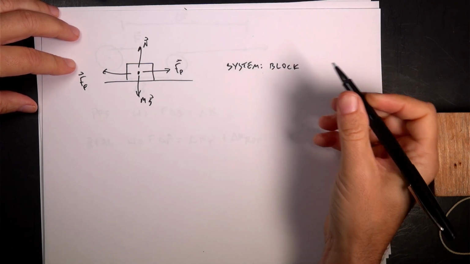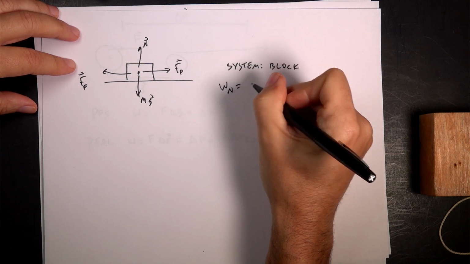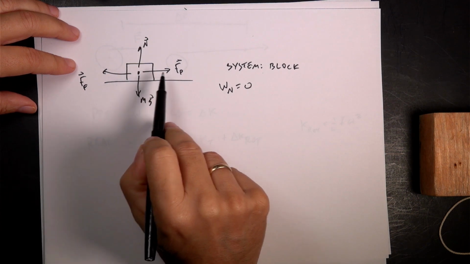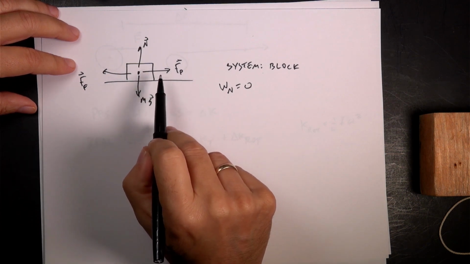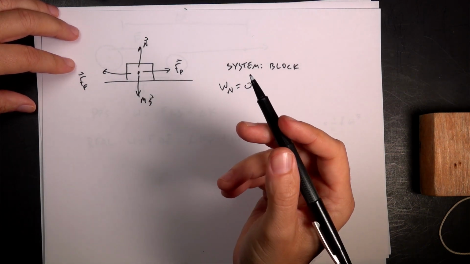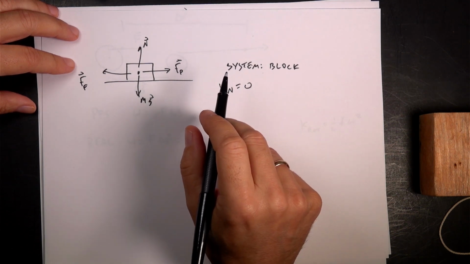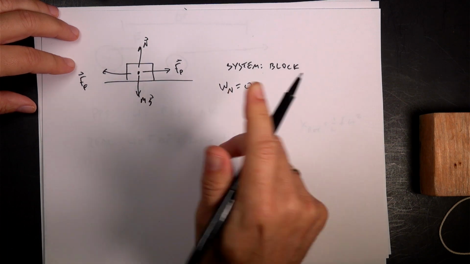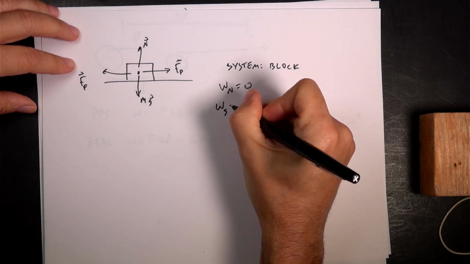And then I have four things that can do work. I have the work done by the normal force. That's 0, right? Because it's moving this way. The normal force and delta r are perpendicular to each other. So theta is pi over 2. Theta is 90, so the cosine of 90 is 0. This also does no work. It's perpendicular to the direction. So the work done by the gravitational force is 0.